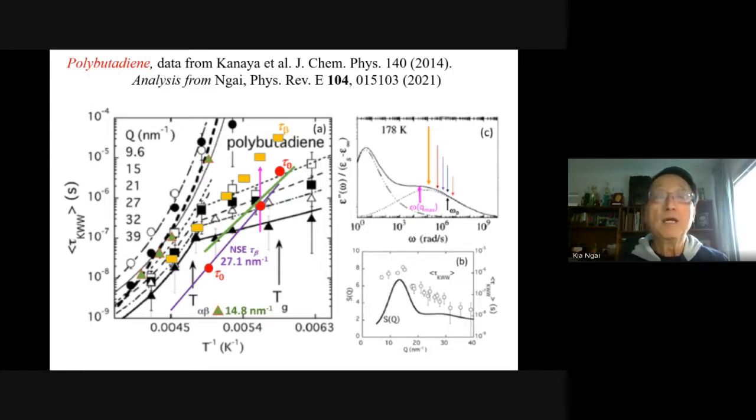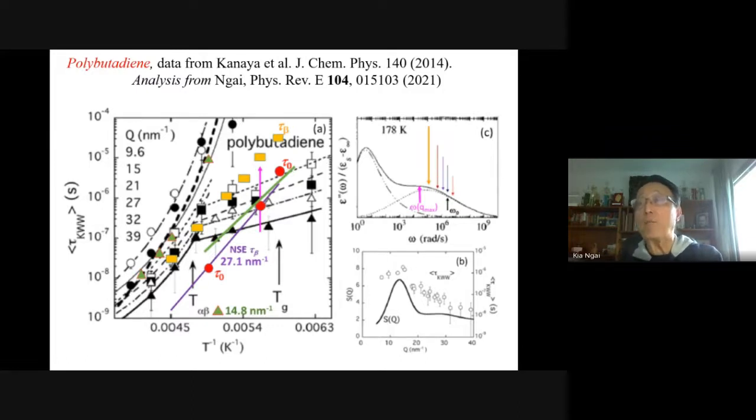They have quasi-elastic neutron scattering data at 27.1 nanometer, very similar to this gamma resonance data there. They're all overlapping with the tau 0 and the dielectric tau beta, which is the golden rectangles there. And then everything is in very good agreement with dielectric data on the right.